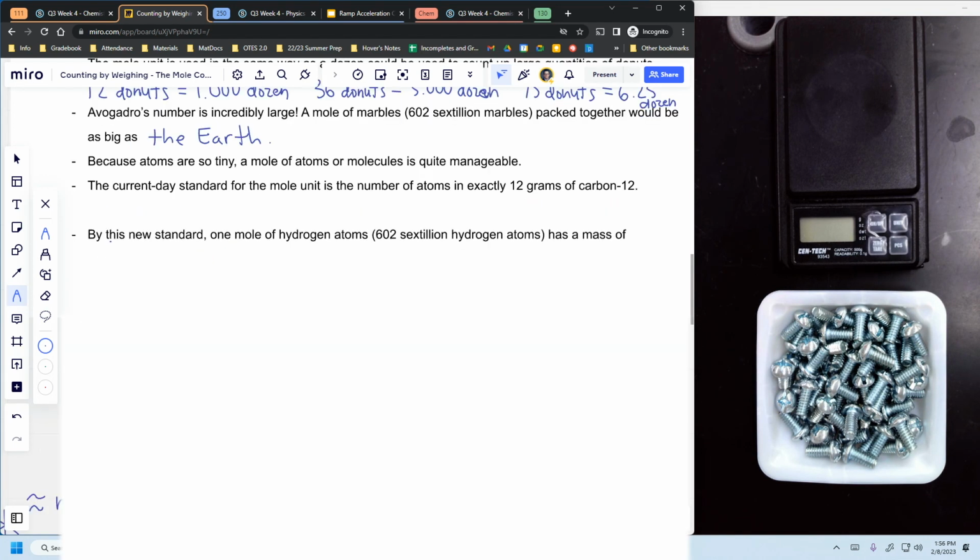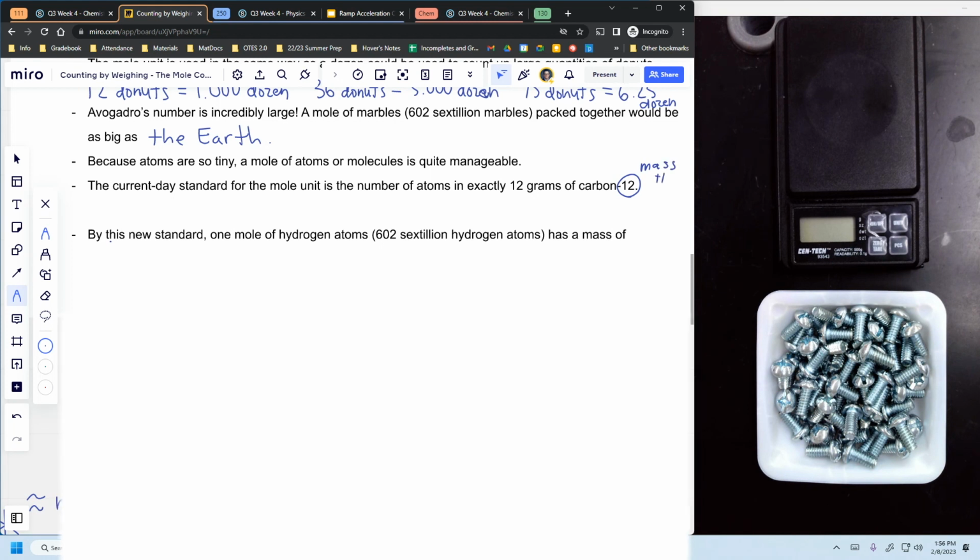So we've established that Avogadro's number is an incredibly large number. But because atoms are so tiny, a mole of atoms or a mole of molecules is quite manageable. In fact, it could sit on your desk right now. The current day standard for the mole has been changed slightly. It's now equal to the number of atoms in exactly 12 grams of carbon-12.